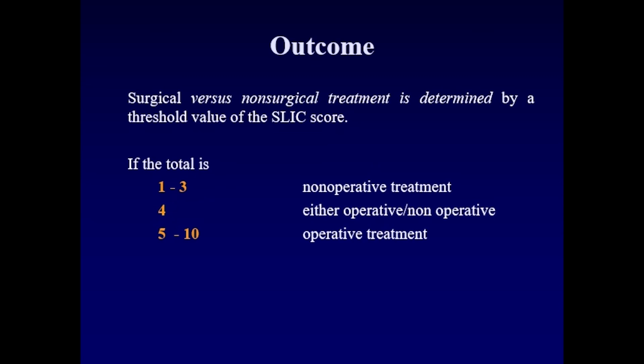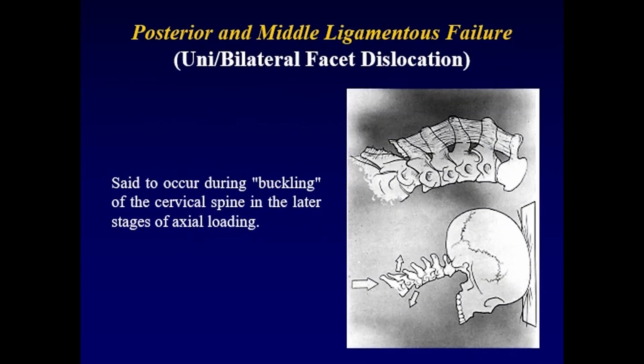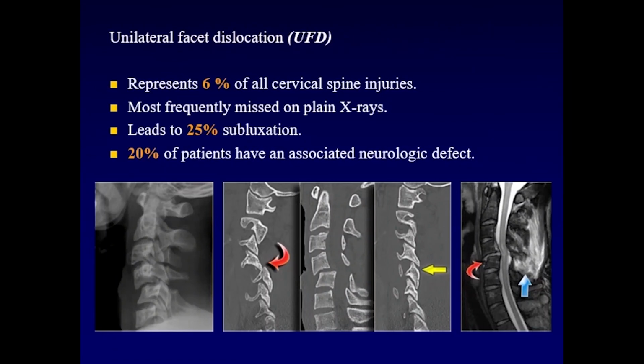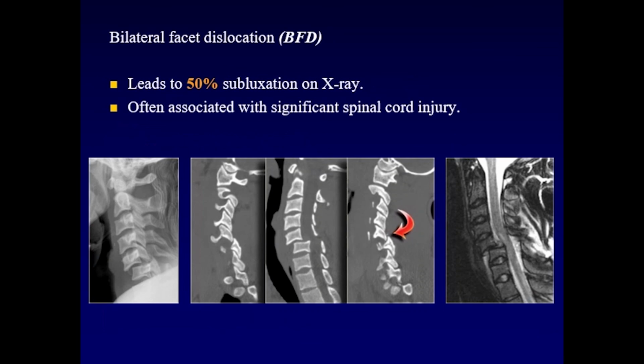And now we'll describe 2 of the most commonly met injuries: uni or bilateral facet dislocations. Unilateral facet dislocation represent 6% of all cervical spine injuries. They are most frequently missed on plain X-rays. They lead to a subluxation of 25% or less, and 20% of patients have an associated neurological deficit. Bilateral facet dislocations lead to 50% or more subluxation on X-rays and are often associated with significant spinal cord injury.